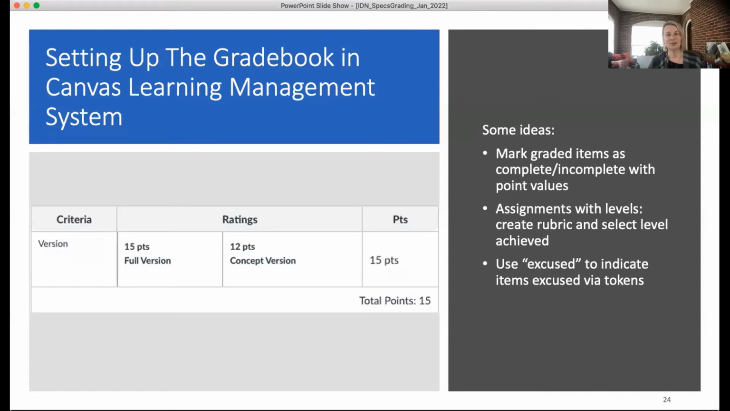Usually there is no mystery here, but I like to be very thorough and make sure that they understand what I saw there. I use the excused option to indicate if I've excused something via a token, like a small participation item, so it doesn't affect their grade in any way, but it's not marked as quite as if they did it. And I do mark the way that things happen with the tokens.